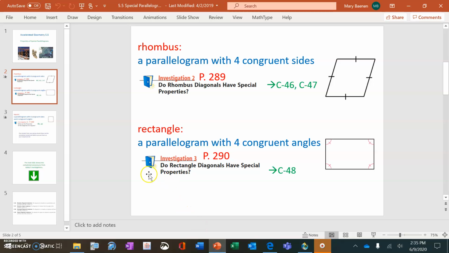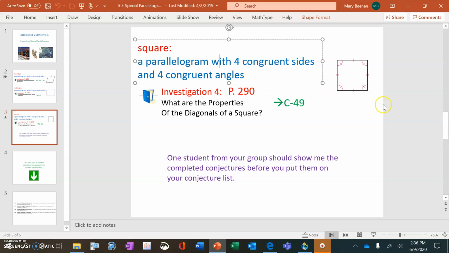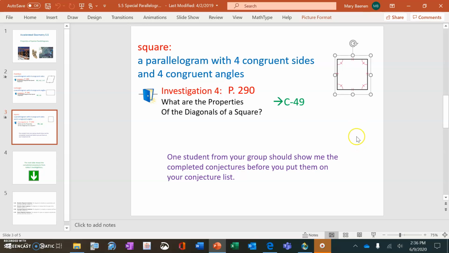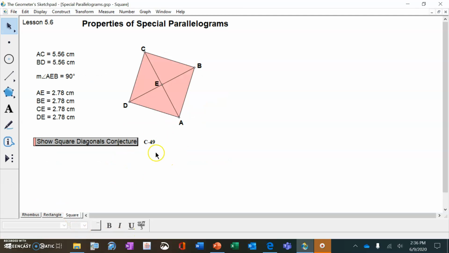And then our last figure that we're going to talk about is a square. The square is a parallelogram with 4 equal sides and 4 equal angles. So here is a picture of one. 4 equal sides and 4 equal angles that are all 90 degrees. And the conjecture that we are going to deal with now is conjecture number 49. Conjecture number 49 starts with looking at a square.